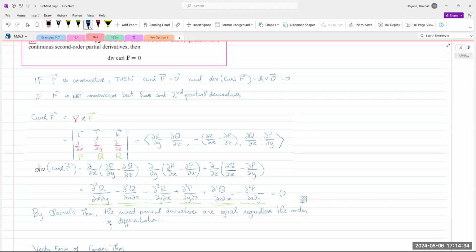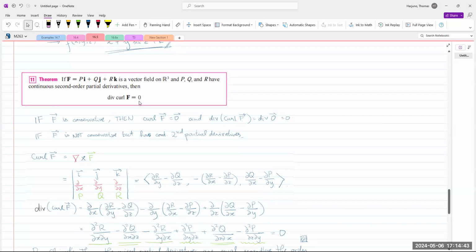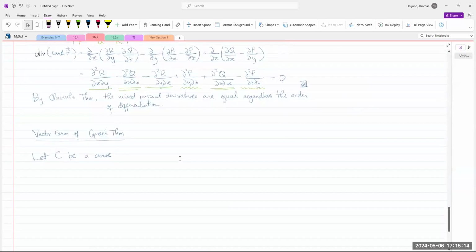Okay, so is it possible for us to have a vector field whose divergence of curl is not 0? It is possible. It is when the P, Q, R do not have continuous second order partial derivatives. If P, Q, R have second order partial derivatives and they are continuous, then the divergence of the curl has to be 0 by Clairaut's. Okay, we use this later on though.